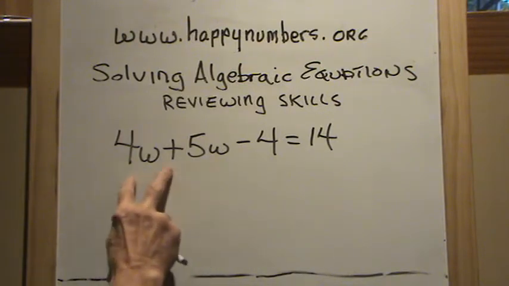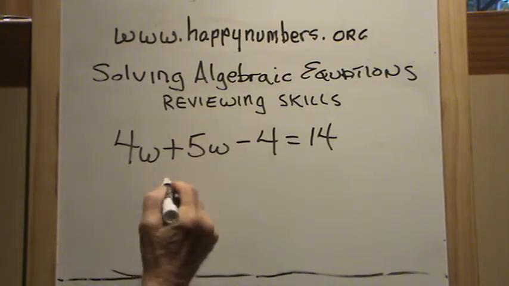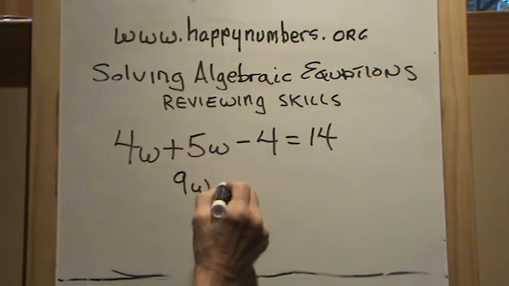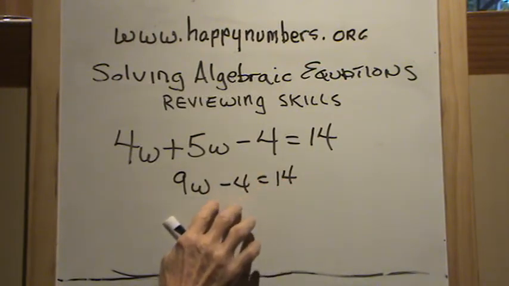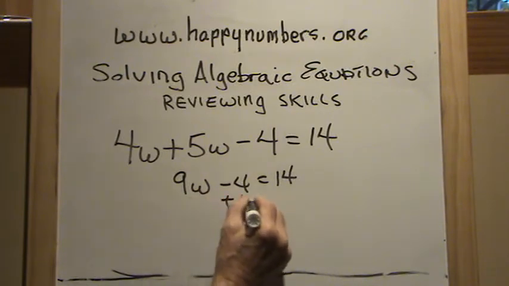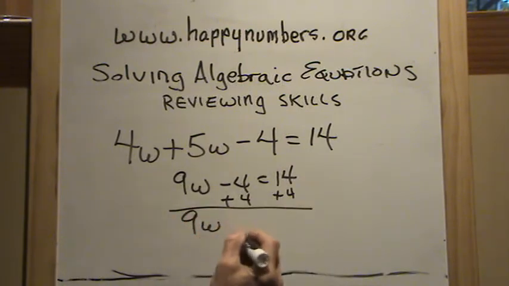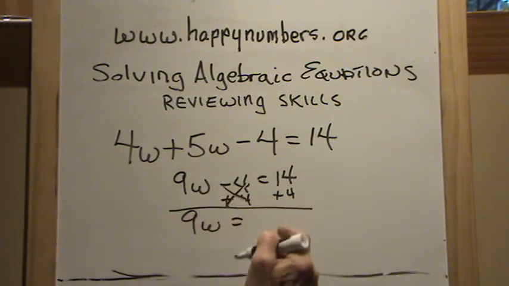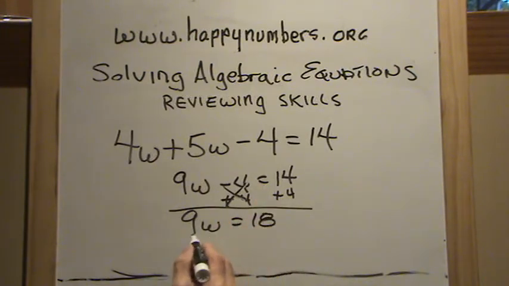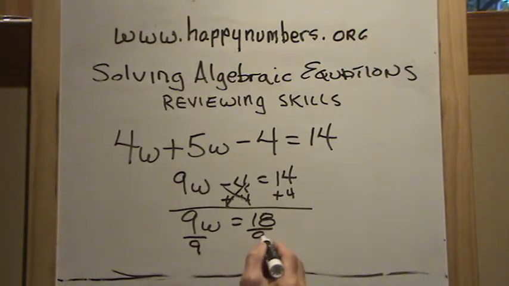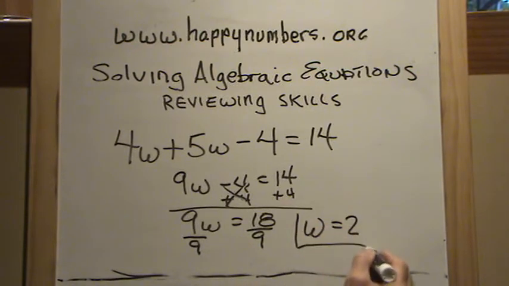Well, here we have like terms, 4w and 5w. We can combine these. That'll give us 9w minus 4 equals 14. We want to isolate the w, so we can put a positive 4 and a positive 4. We get 9w, this cancels out, equals 14 plus 4 is 18. We have multiplication, so we divide by 9 and divide by 9, and w equals 18 divided by 9, which is 2.